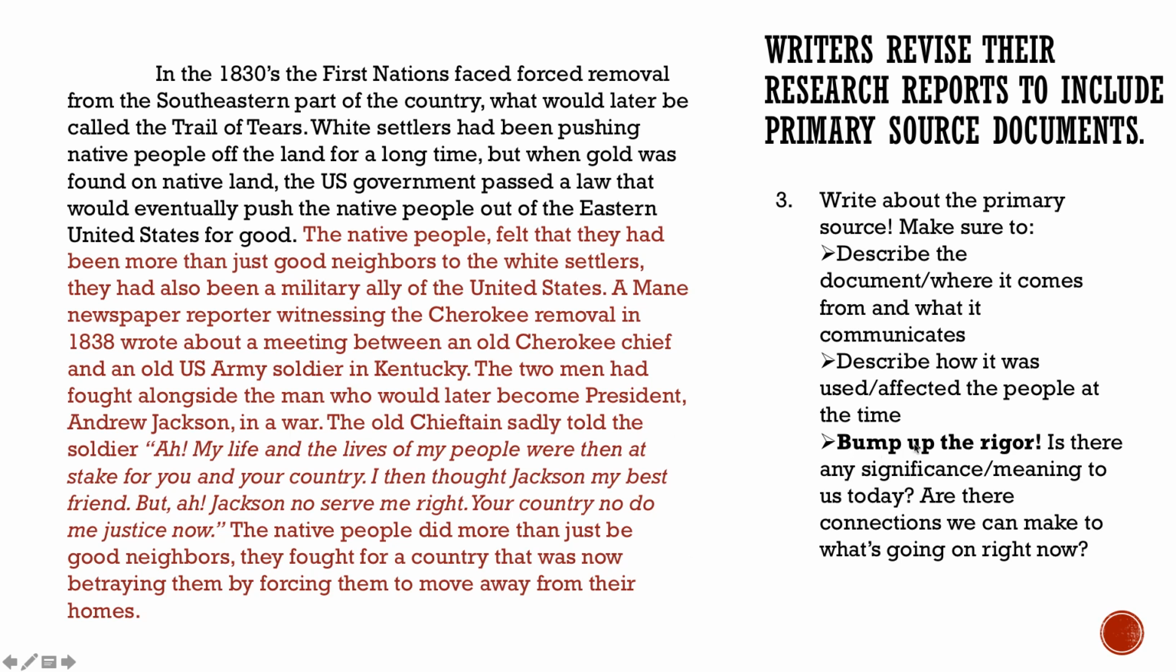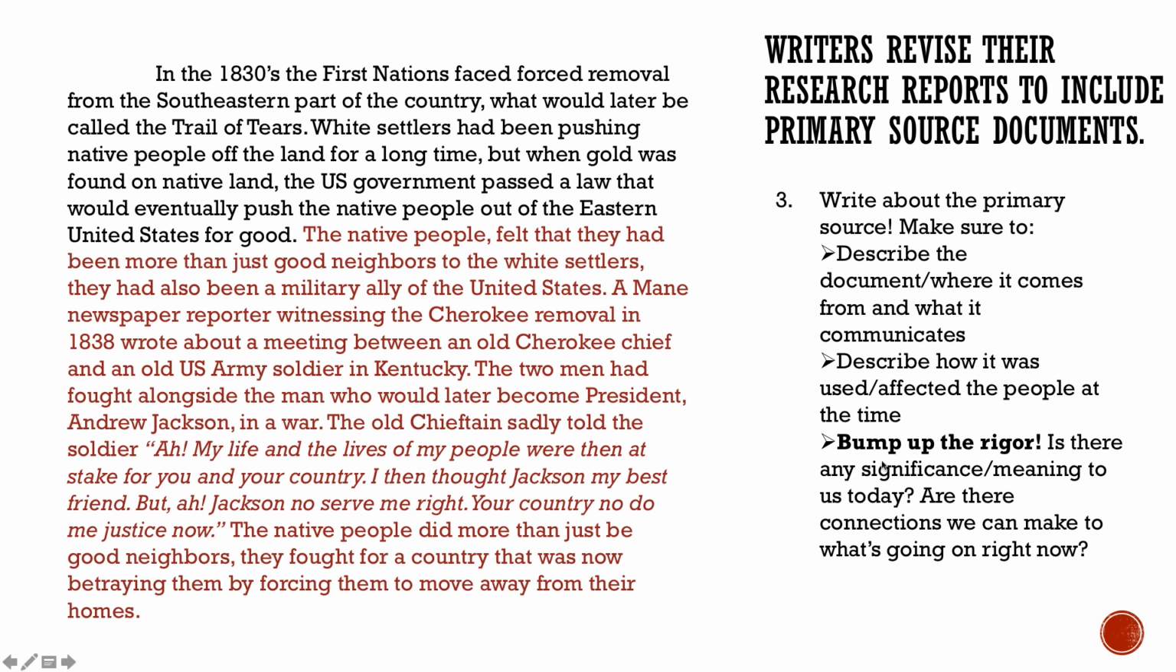Now, I could do some work to bump up the rigor here. I could think about what some significance or meaning to us today could be. Maybe make some connections to what's going on right now. So when we talk about betrayal as an experience here, it doesn't necessarily have to be Native Americans, but what about people today that also feel betrayed? Maybe some people who came to this country and thought that they were going to be able to apply for asylum, but suddenly are being told that they can't. That's something that's going on in our country today.